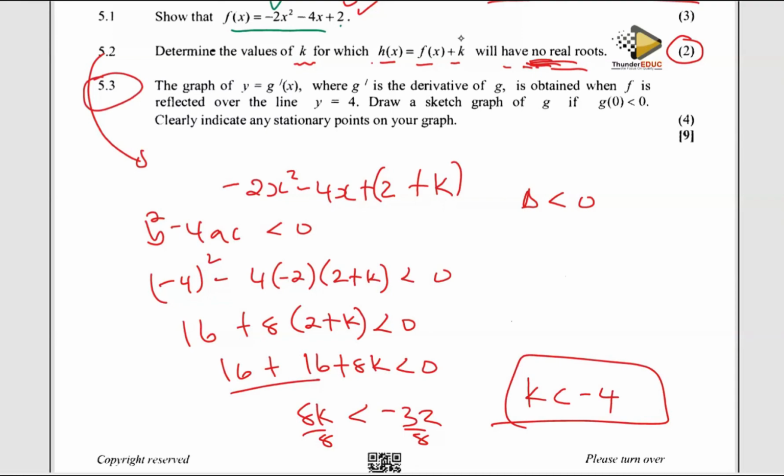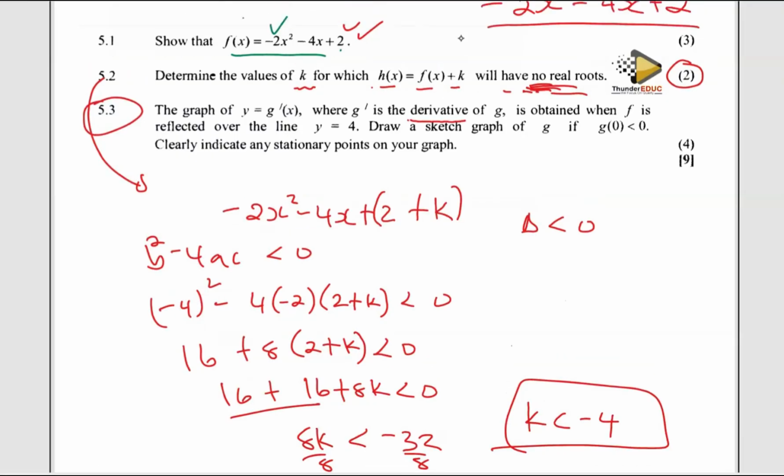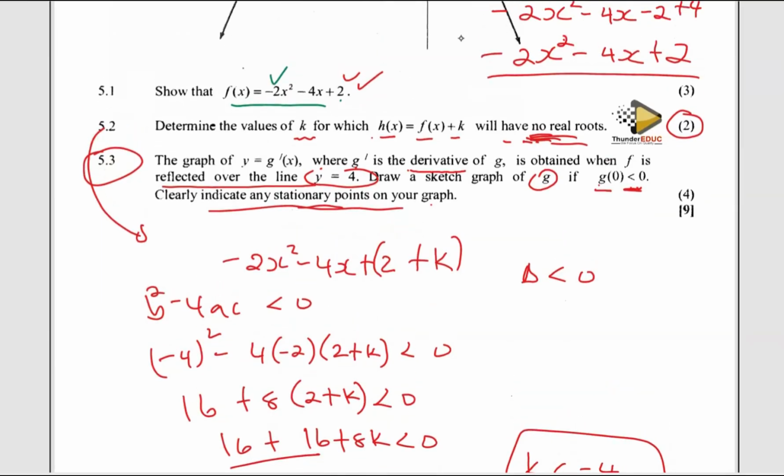5.3. They are telling us that the graph of y is equal to g prime of x, where g prime is the derivative of g. Okay? And this g is obtained when f is reflected over the line y is equal to 4. And draw a sketch graph of g if g of 0 will be negative. Clearly indicate all the stationary points. So this is more like a cubic function that we need to obtain, okay?